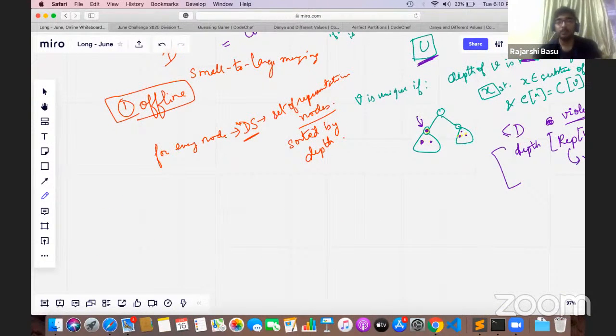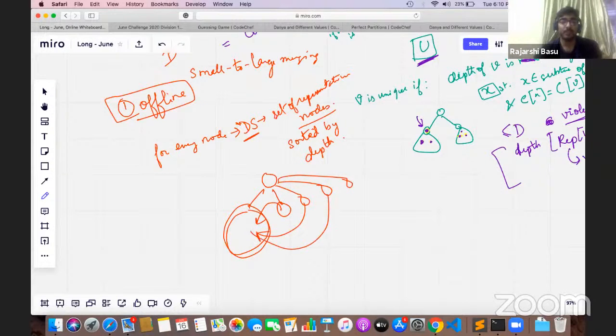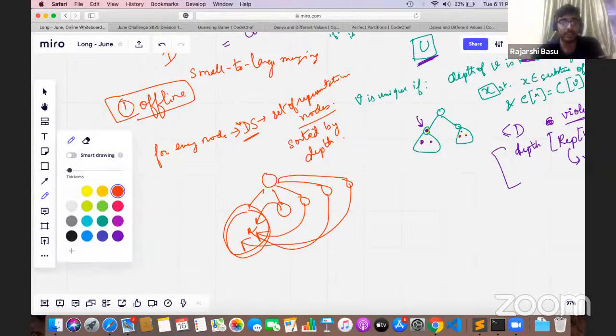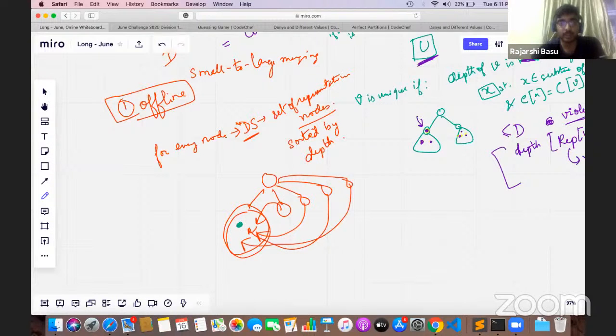Now, as in small to large, you have a heavy child and you have certain light children. For this heavy child, you merge stuff into the heavy child. Remember that they only contain representative nodes, that means for every color there will be only one node of that color in your set. So if there is a tie, let's say there was a representative node of the green color here as well as a green color here, when inserting you choose the one with the minimum depth.